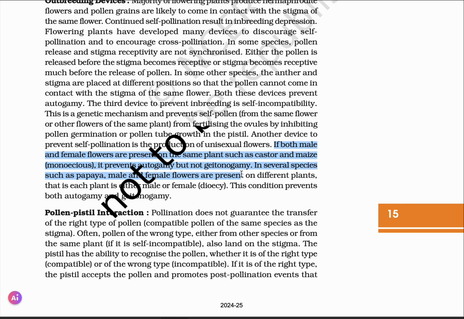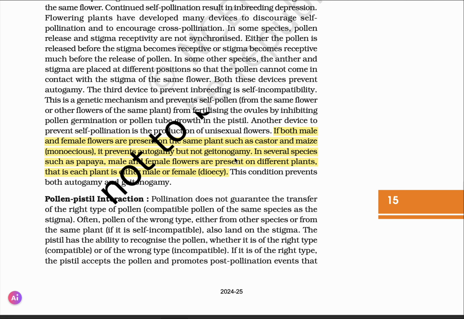In several species such as papaya, male and female flowers are present on different plants. So that is dioecious, which is unisexual flower, you could say. And presence of this kind of flower, where female or male parts are present on different plants, prevents autogamy and geitonogamy.